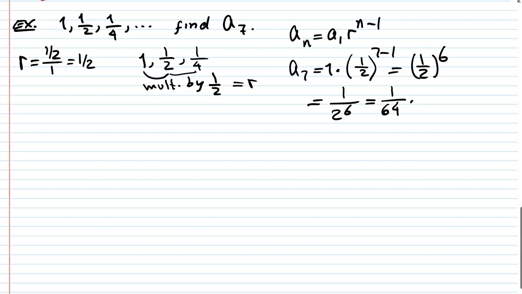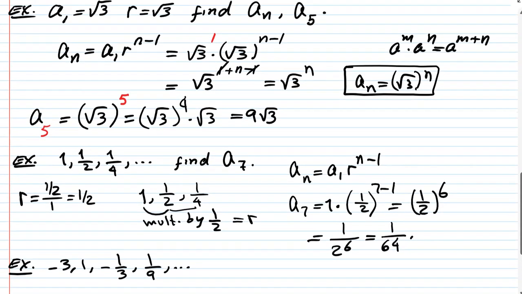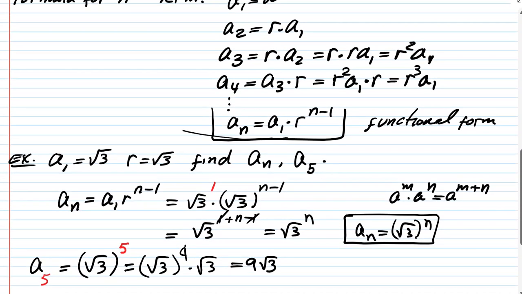Let's do another one. This time I want to find the nth term, not a fixed term like the 7th term. I want to find the functional form, if you will. Okay, so how am I going to do this? Again, we have a formula for it, right? Suppose that's my sequence, and the formula we had was up here. This is the formula I'm going to use.